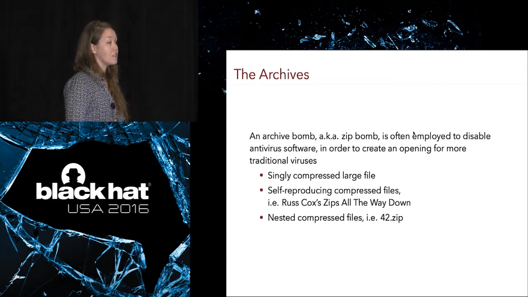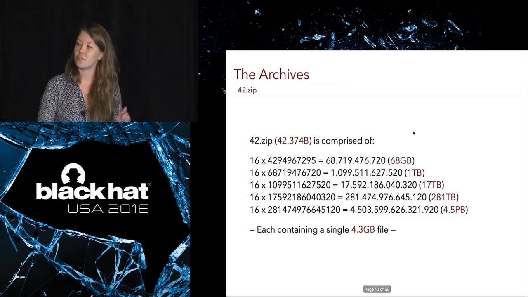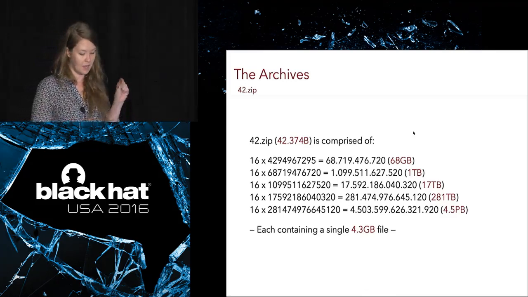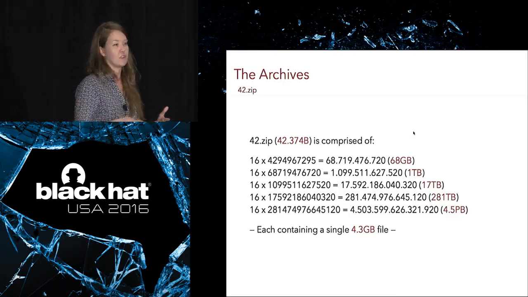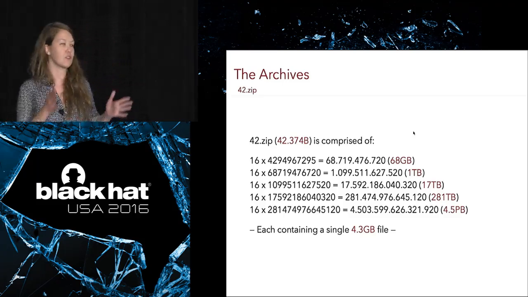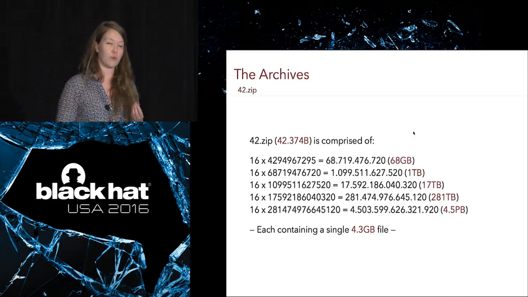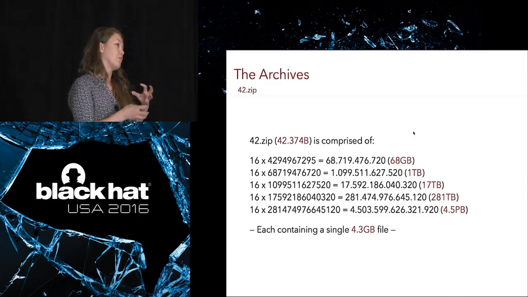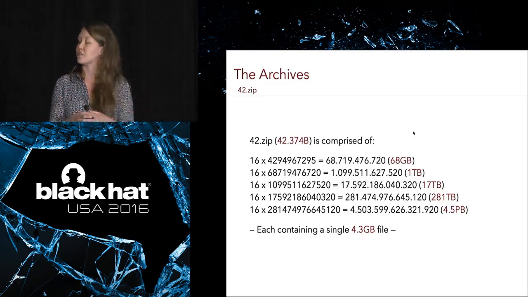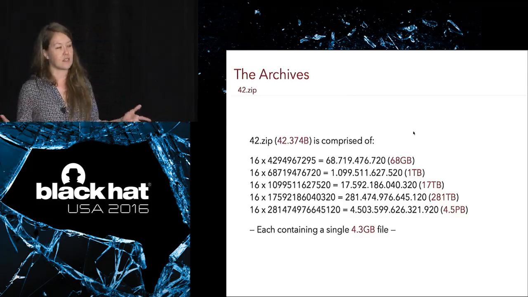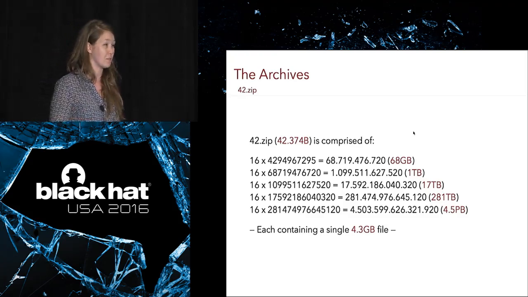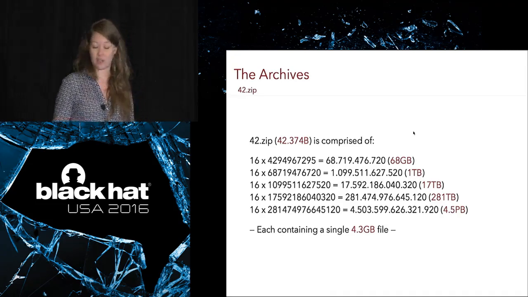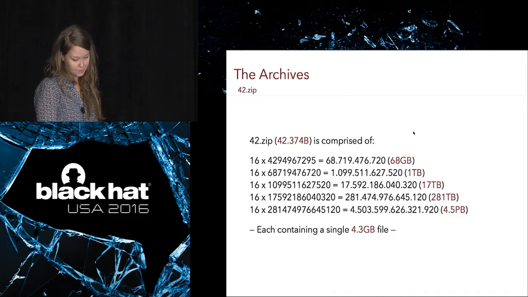So for those of you who aren't, 42-zip is a 42-byte compressed file that's comprised of 16 compressed files, which in turn have 16 compressed files. This goes on for about 5 layers, at the core of which each has a 4.3 gigabyte file. So if this is fully decompressed on the system, it's going to take up over 4.5 petabytes of space, which is going to be pretty effective in knocking quite a few things out.